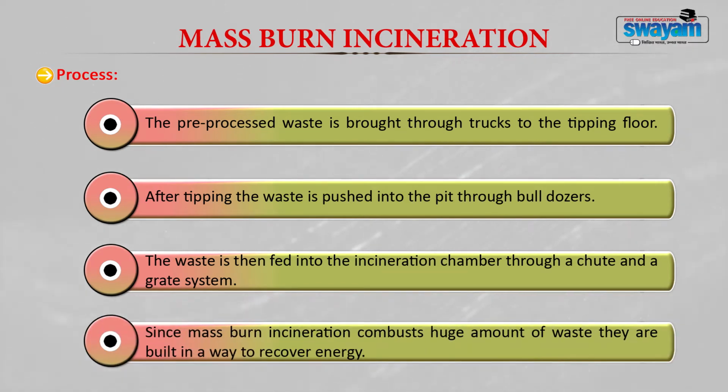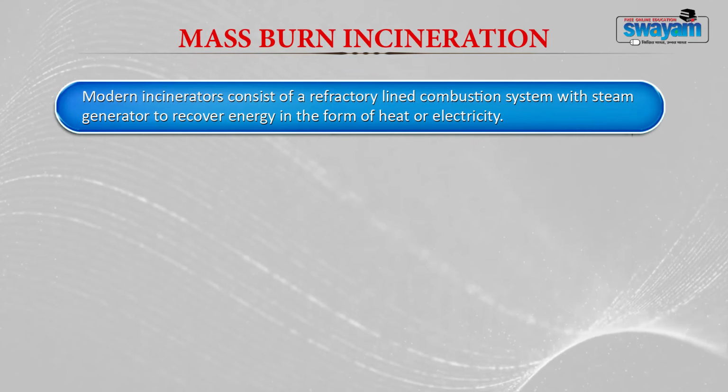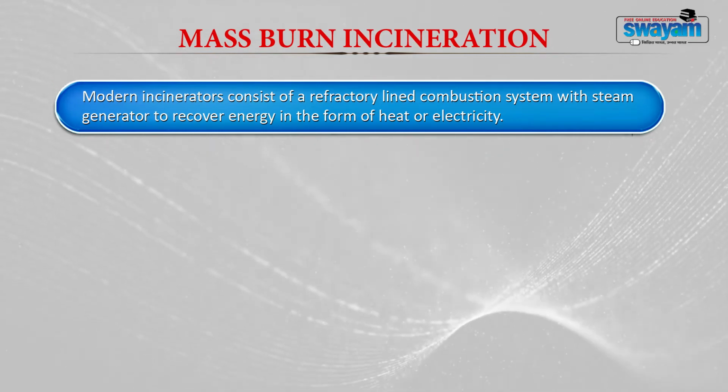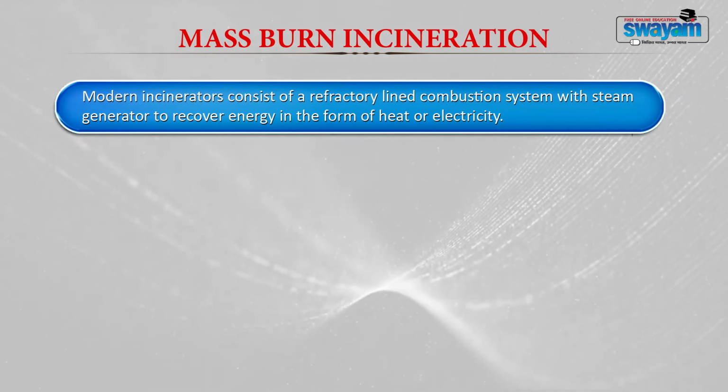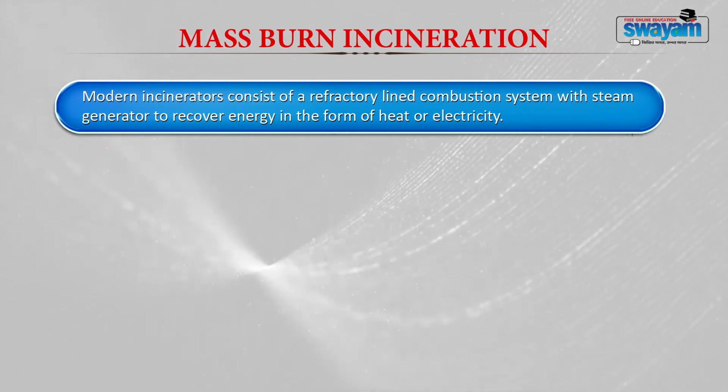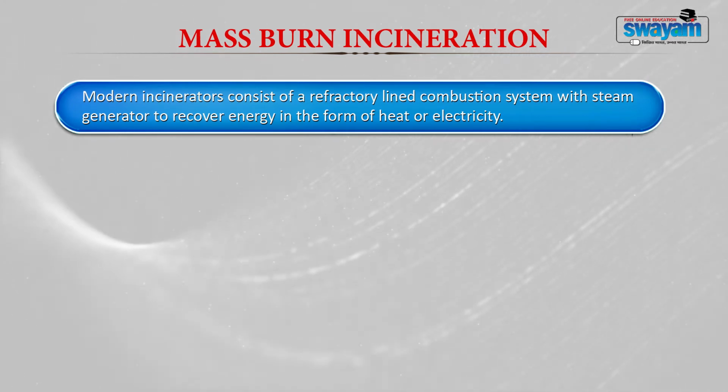Since mass burn incineration combusts a huge amount of waste, they are generally built in a way to recover energy. As I told you, when you compare modern incinerators with conventional incinerators, modern incinerators generally focus on recovery of energy. Modern incinerators consist of a refractory lined combustion system with a steam generator to recover energy, either in the form of heat or electricity.